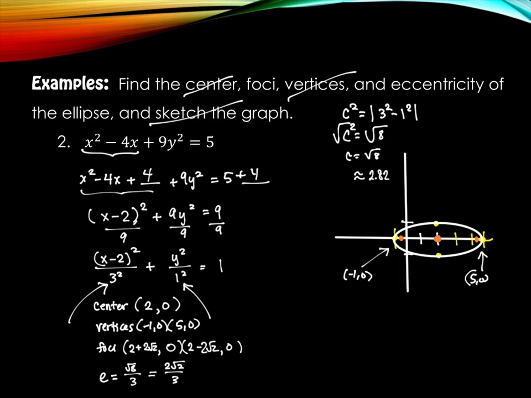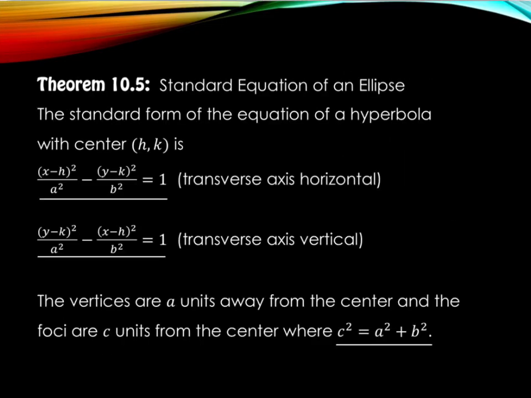Okay, ready for the third conic? All right, our third conic. What happened here? Just a second. This is just titled wrong. This should say hyperbola. Okay, the standard equation of a hyperbola. So the standard form of the equation of a hyperbola with center h, k looks a lot like our ellipse, but what's different? It is subtraction. That is the only difference.